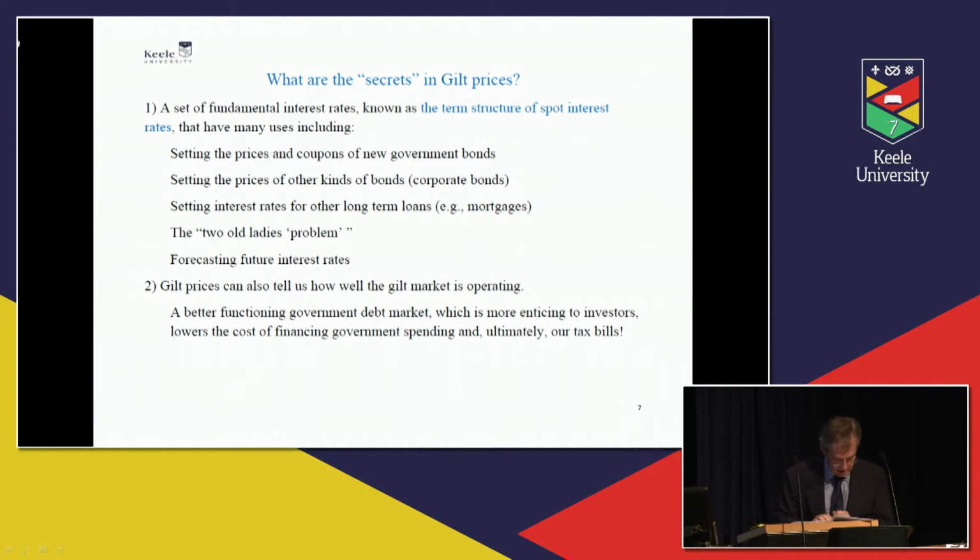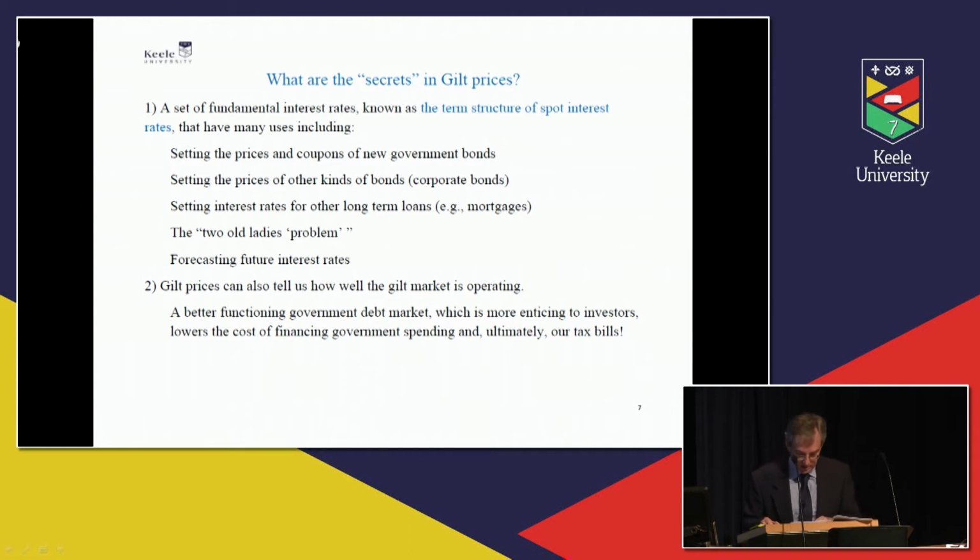Well, firstly, a set of fundamental interest rates, known as the term structure of spot interest rates, that have many uses, including for determining the selling price of a new bond, which was especially important when the government was refinancing the banks in the financial crisis, for determining the selling prices of bonds with payoffs that may be defaulted upon, corporate bonds, sovereign bonds of poor countries, for example. Also useful for benchmarking the rates to charge to other kinds of long-term loans, for example, mortgages. Also for providing information to help with what I will call, because I want to maintain the element of surprise, the two old ladies problem. And finally, for forecasting future interest rates.